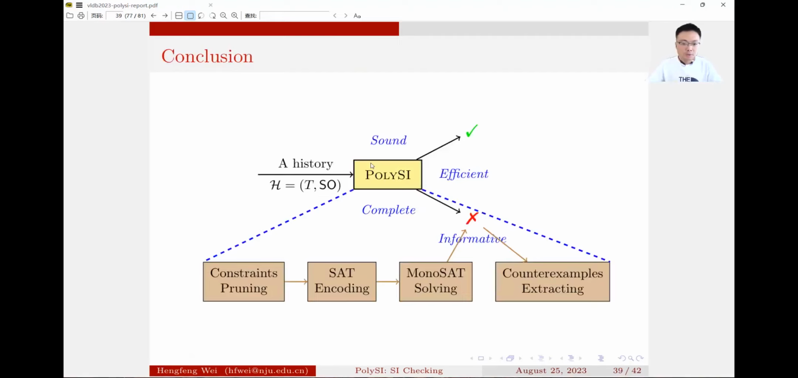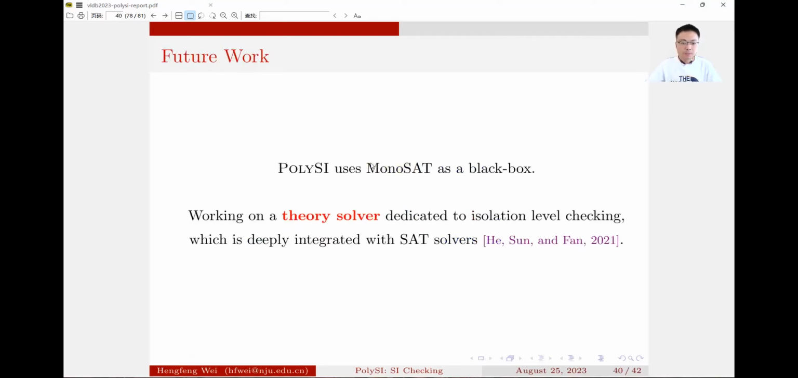To conclude, we have proposed a snapshot isolation checker called PolySI, which is sound, complete, efficient, and informative. PolySI uses norm-set as a black box. As future work, we are now working on a SAT solver dedicated to isolation level checking, which is deeply integrated with SAT solvers.